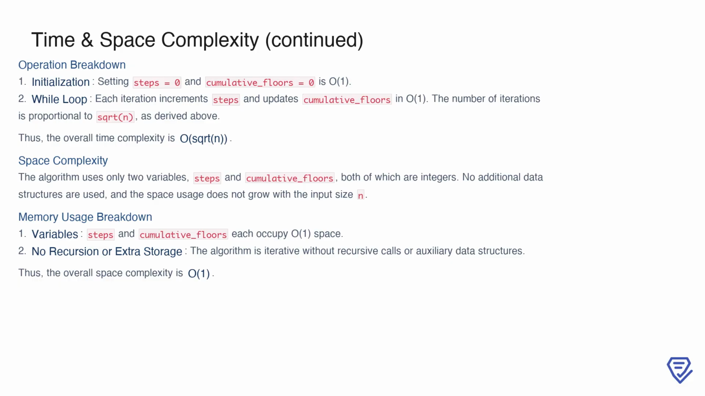Moving to the space complexity, the algorithm only uses two integer variables, steps and cumulative_floors. There are no additional data structures or recursive calls involved, so the space usage does not depend on the size of the input n. Both variables occupy constant space, making the overall space complexity O(1).